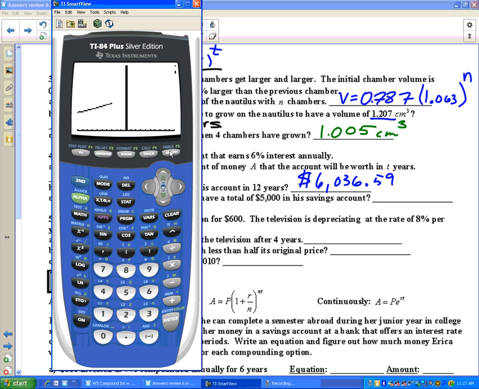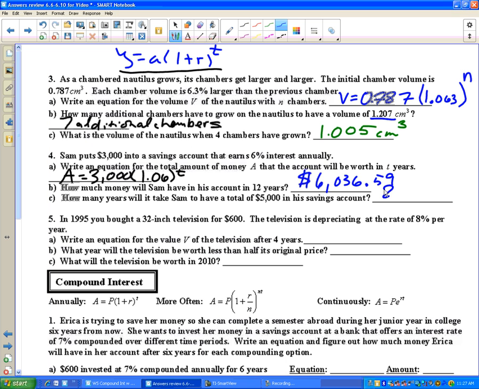I'm going to graph this. And if I can see the intersection, I can find the intersection. Second, trace to go to the calc menu. Number 5 is intersection. Hit enter 3 times. 1, 2, 3. And I get 8.7669, so 8.77 years. Okay, like I said, between 8 and 9 years, 8.77 is a lot more precise. That's what I want.